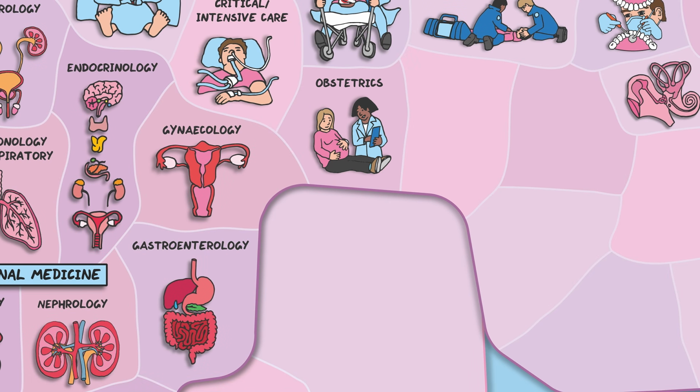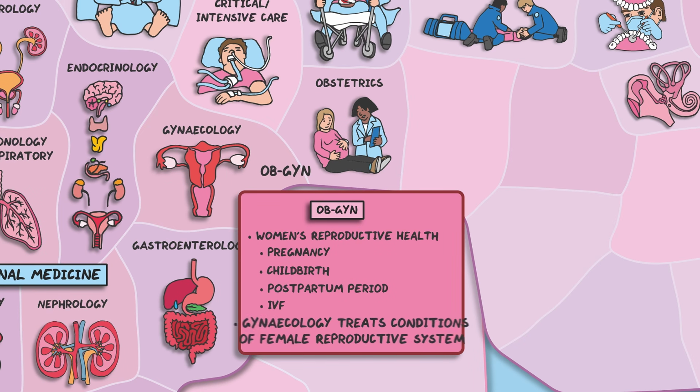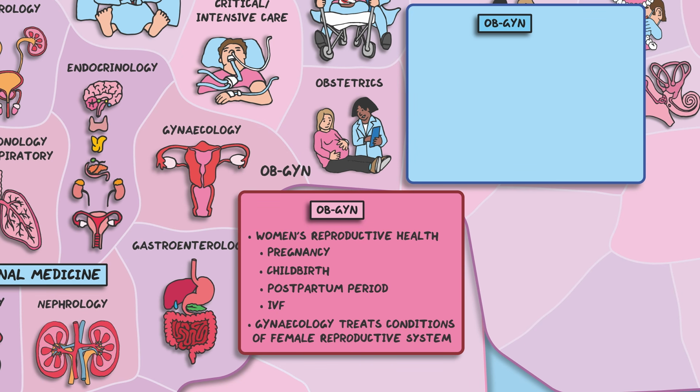Gynecology and obstetrics, or OBGYN, is a specialty that focuses on the care of women's reproductive health, and is focused on pregnancy, childbirth, and the postpartum period, and is closely related to reproductive medicine and techniques like IVF. Gynecology deals with the diagnosis and treatment of conditions of the female reproductive system. An OBGYN provides prenatal care, delivers babies, and manages complications of pregnancy.